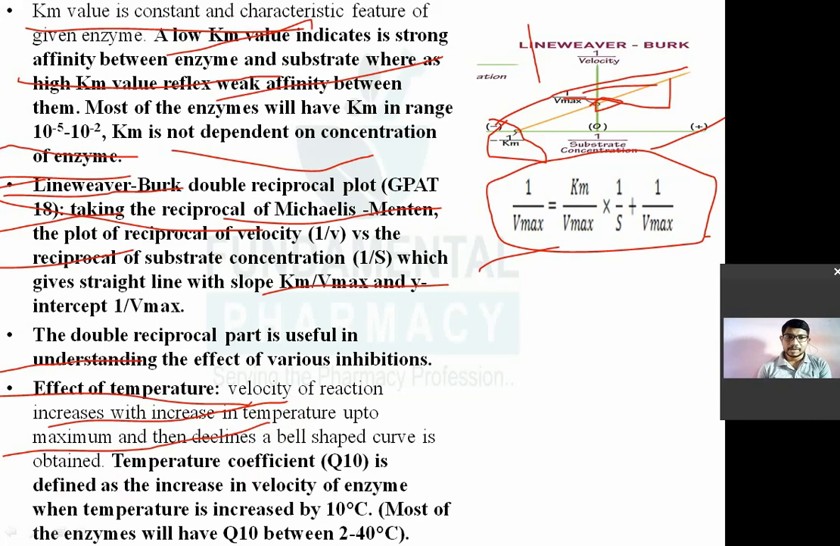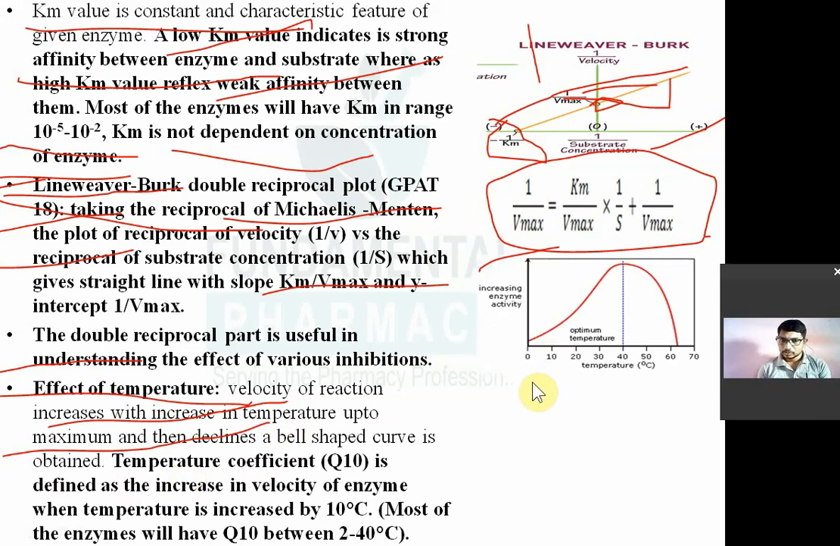A bell shaped curve is obtained, you can see over here. So if you take temperature on the x axis and velocity on the y axis, and you increase the temperature, the increase in temperature initially will increase the rate or velocity of reaction up to a certain temperature and then decline. Now the temperature at which the enzyme will show highest activity is known as the optimum temperature.